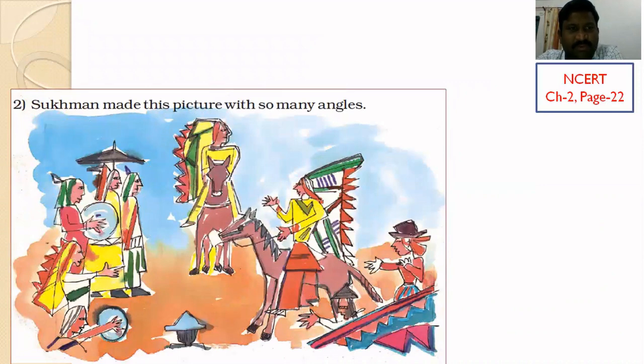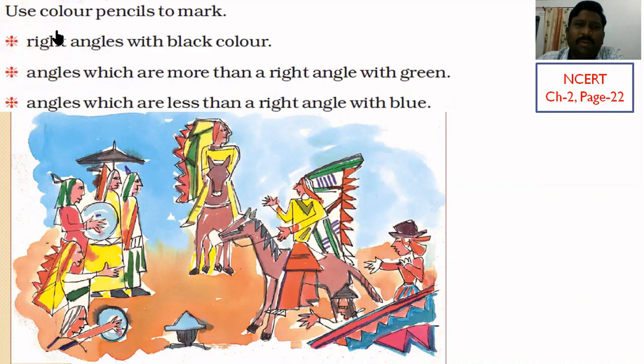now see the picture. Sukhman made this picture with so many angles. You will see many angles are there. Look at these angles, many angles with fingers, with horse, with cap, everywhere angles are there. What we have to do? Use color pencil: black color for right angle, green color for more than right angle, and blue color for less than right angle. There are many angles you can find at home and use this pencil to fill this shape.